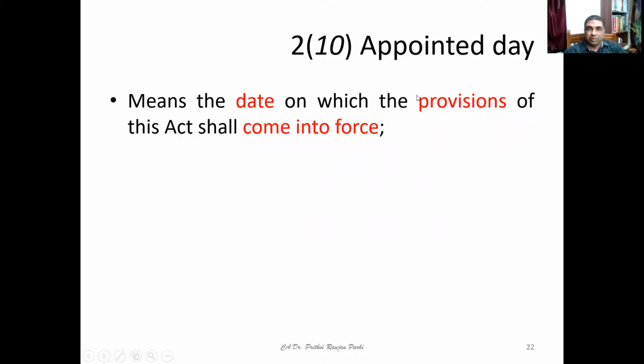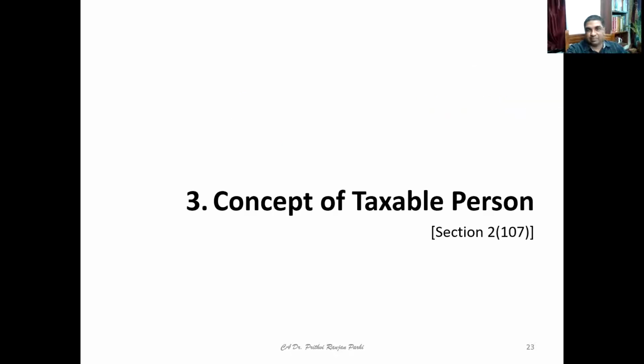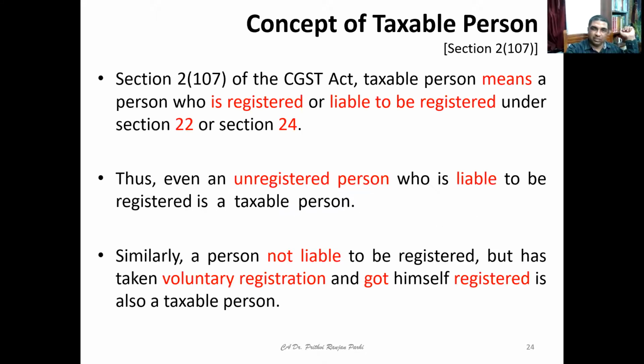Okay. The meaning of appointed date is that date on which the provisions of the Act shall come into force. That's the meaning of appointed date. Now, friends, we have covered some of the important definitions which are relevant for understanding the concept. We'll be elaborating the concept of taxable person now. So, taxable person we'll be learning.